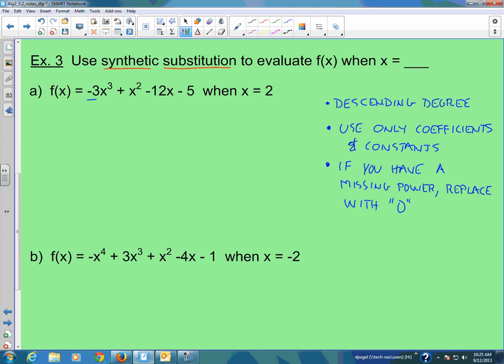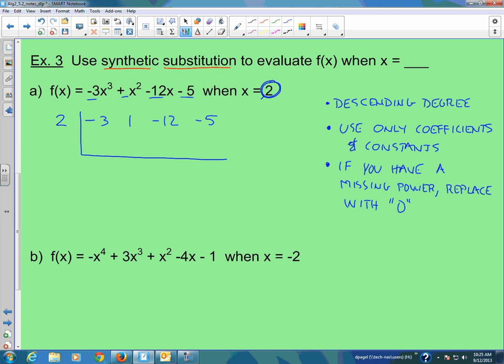I have all of my coefficients. Everything's in descending degree order. So the first thing we do is we start with writing our coefficients down. Then I do this kind of like an upside down division box, right? Long L looking thing. Whatever I am directly trying to find the value of f of x from, so I'm trying to find f of x when x equals 2, that number is what we're going to stick out on the left-hand side of this box.